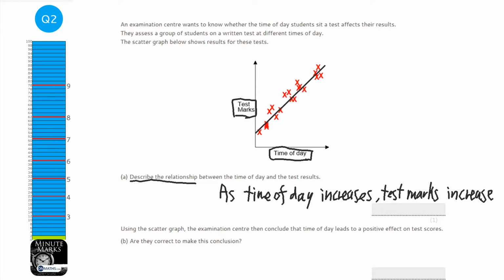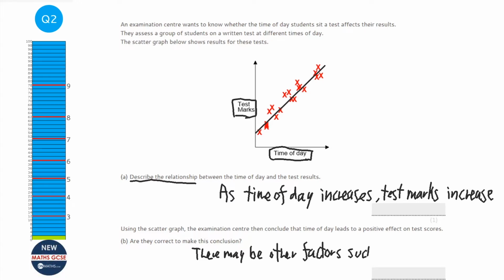Basically, this is a question about the fact that just because two things correlate does not mean that one causes the other. So a sentence like, there may be other factors such as, I don't know, what else? Tiredness, fatigue. So try and make sure you give an example as well to support your argument.